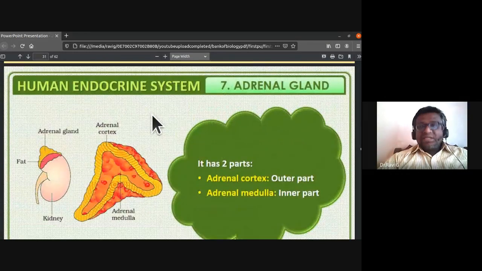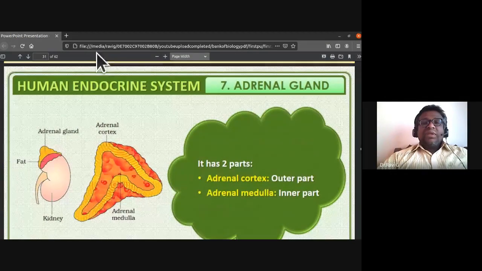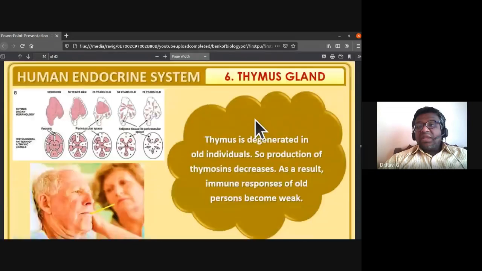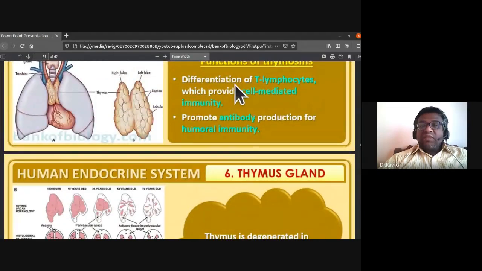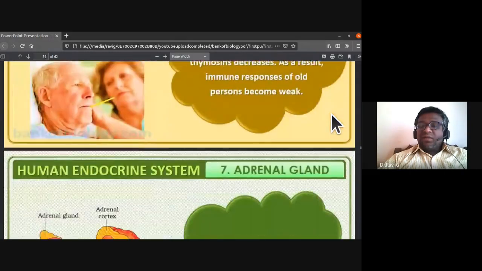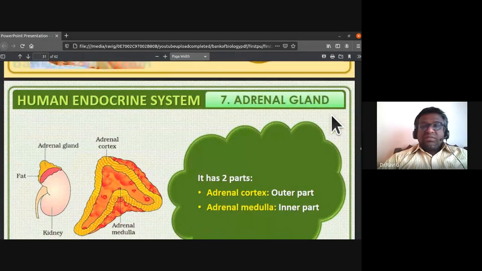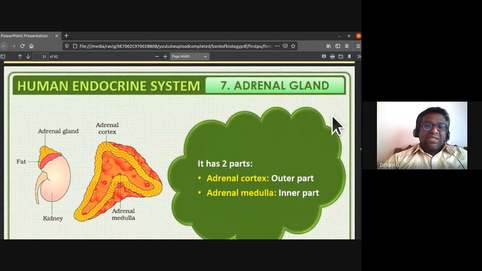The next topic is thymosins, the functions of thymosins, and cell mediated immunity. They bring about differentiation of T lymphocytes, which provide cell mediated immunity. The thymosins also promote antibody production for humoral immunity. Types of immunity, we'll be discussing in the 12th standard. I had already told you about that. So just remember the names for this year.